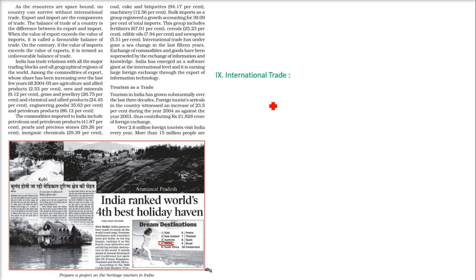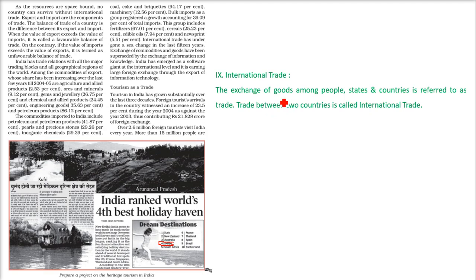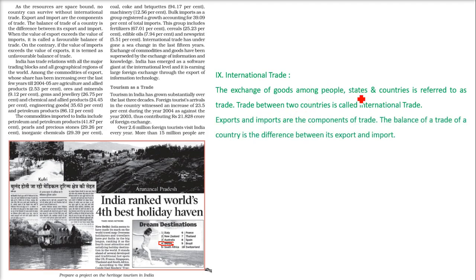International trade, that is the trade between two countries. Let me tell you first about international trade, then we go to tourism. The exchange of goods among people, states and countries is known as trade, viniyam, exchange. Trade between two countries is called international trade. Exports and imports are the components of trade. Aayat, niryat means sending the stuff and receiving it. The balance of trade of a country is the difference between export and import. So export minus import is the balance of trade.